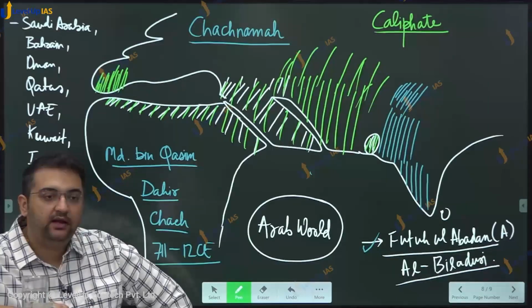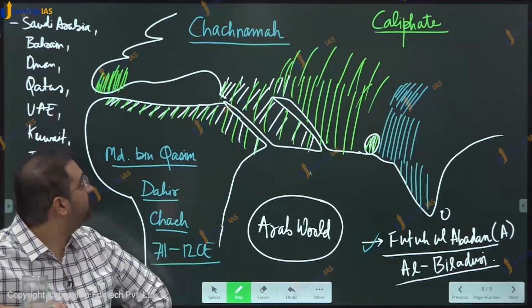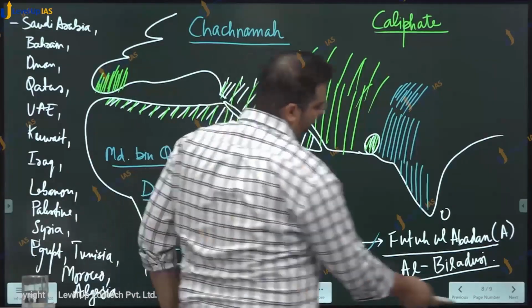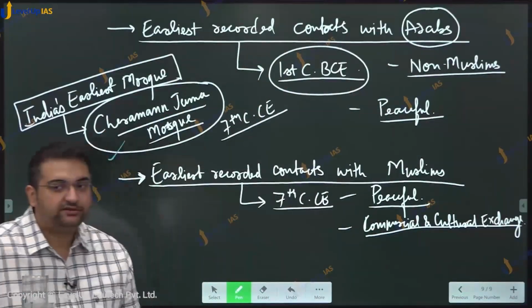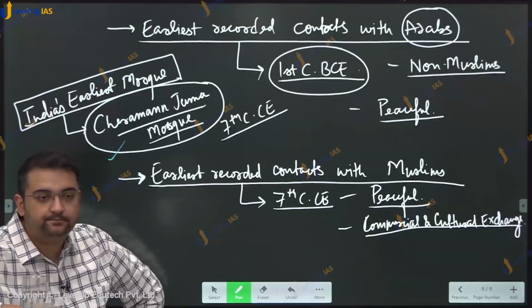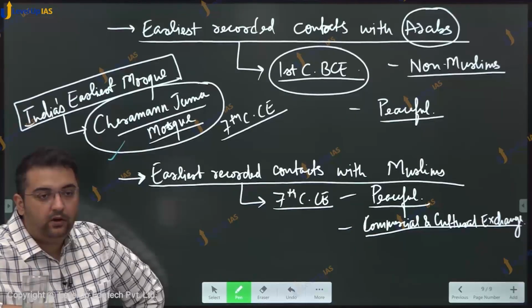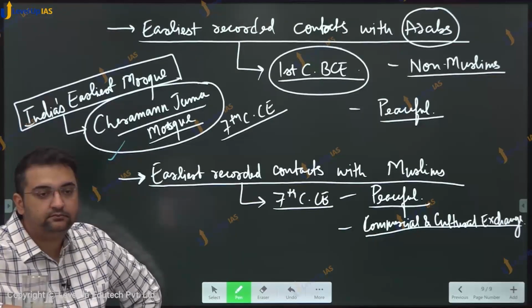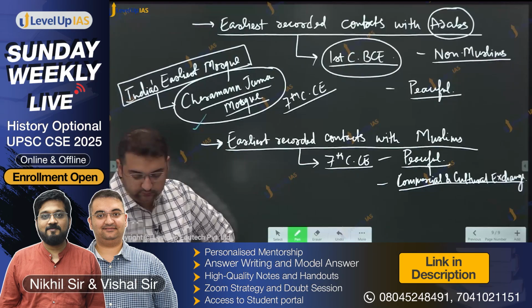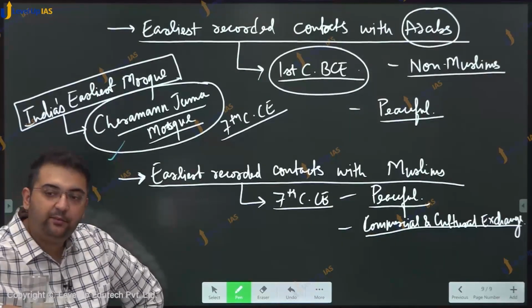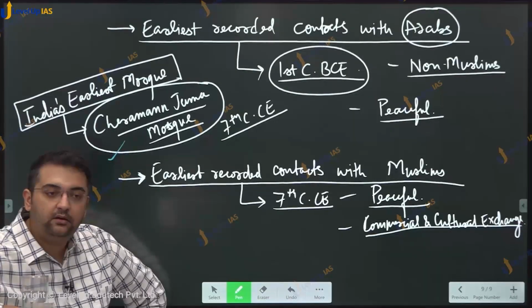Sub point. India's earliest mosque, नाम लिखा था ना, the Cheraman Juma Mosque, was constructed during the lifetime of the Prophet in the Malabar region.